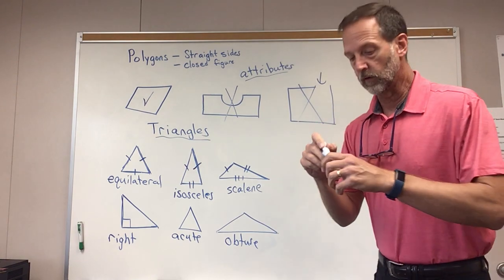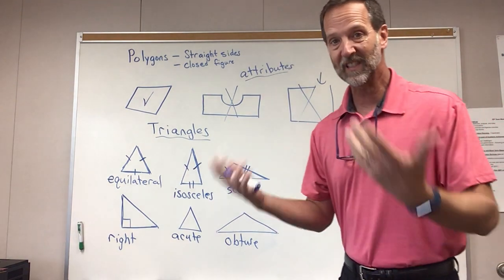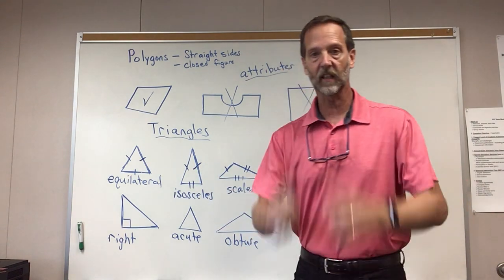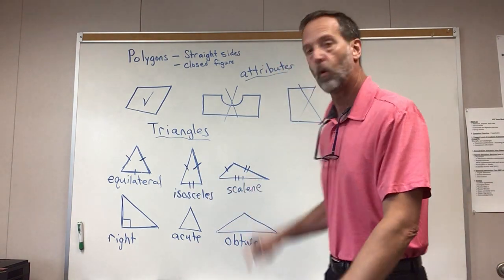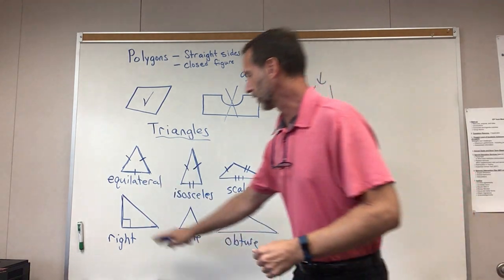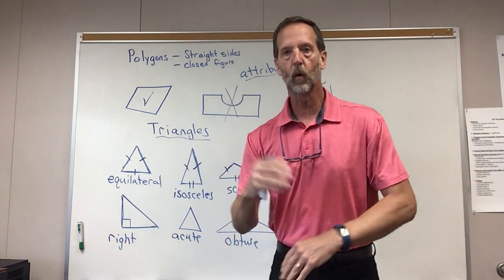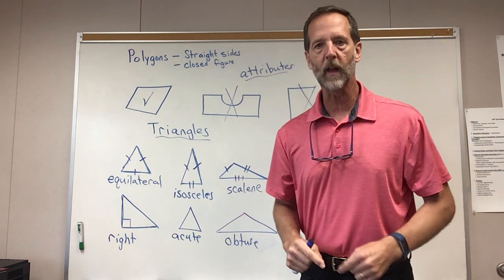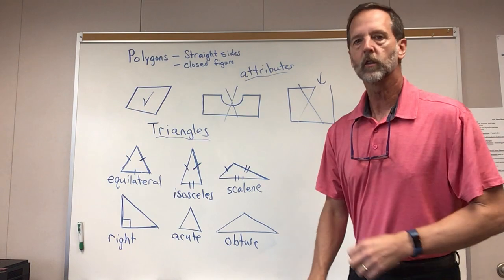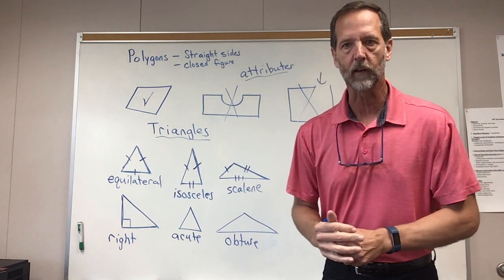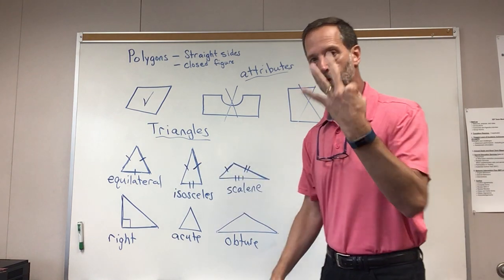So your triangles can be named by their sides: equilateral, all the same, isosceles, two that are the same, or scalene, all different, or they can be named by the angles. A right triangle will have a right angle in it, an acute triangle will have all acute angles, and an obtuse triangle will have one obtuse or large angle. Those are your triangles, three sides.